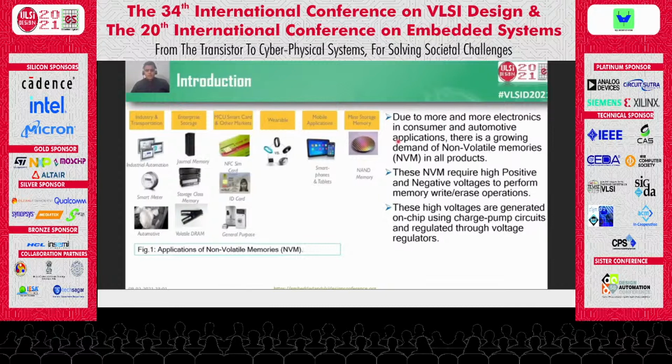Growing demand of NVM in all the products. In the figure here we can see that application of NVM is varying from industry and transportation to enterprise storage, MCU smart card and other markets, wearables, mobile application and mass storage memory. These NVM require high positive and negative voltage to perform memory write erase operation. These high voltages are generated on chip using charge pump and regulated through voltage regulators.